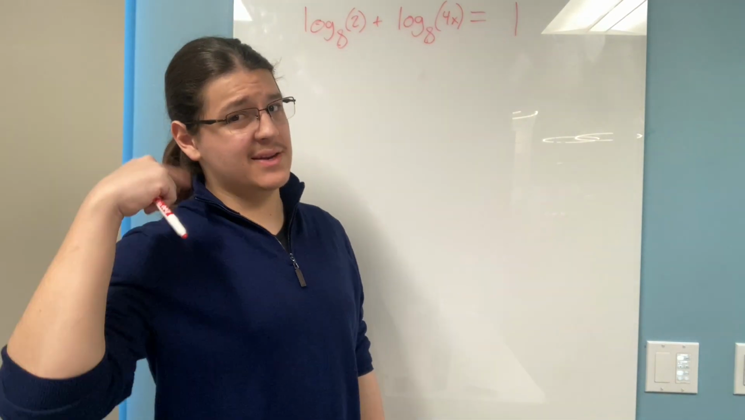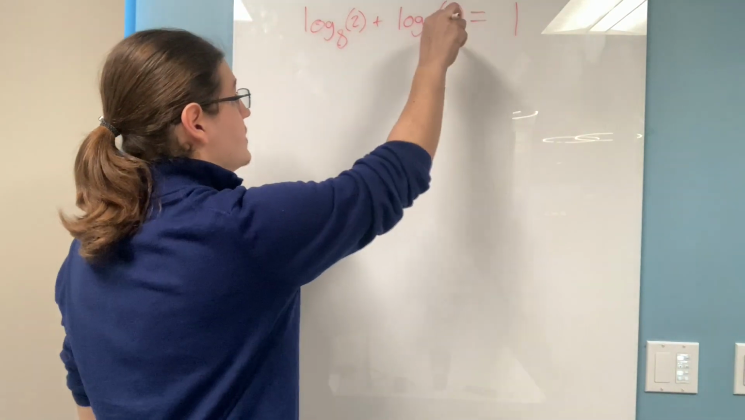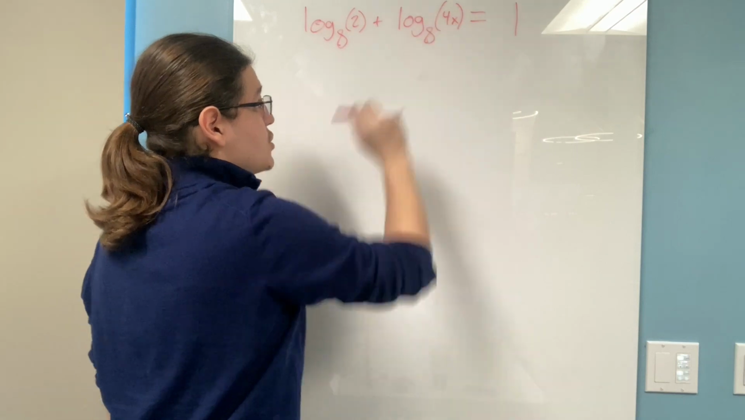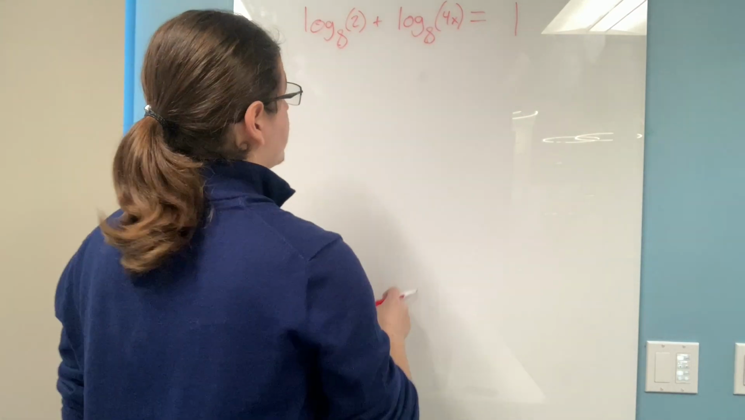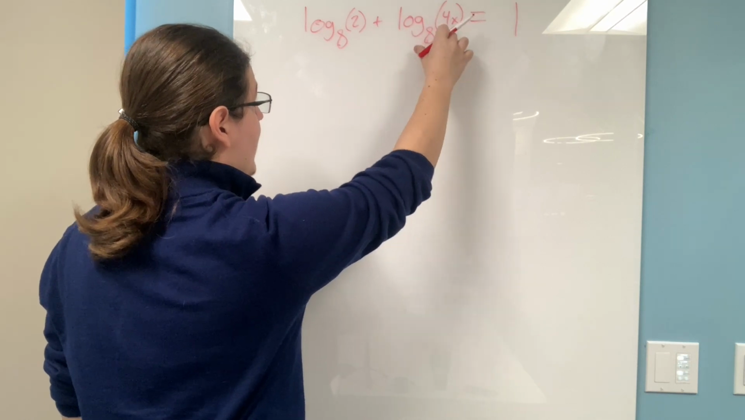Off the top of my head, nothing really clicks. So why don't we simplify this right here? Because this is multiplication right here. We can break that up. Because this is going to be log base 8 of 4 plus log base 8 of x.